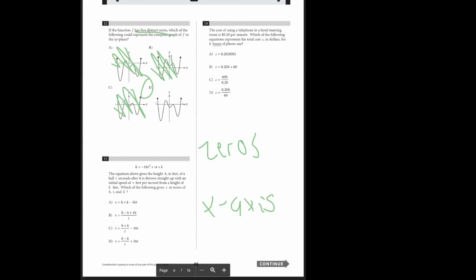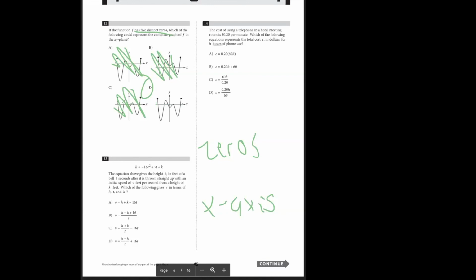And yeah, there may be other questions that test your knowledge of the shape of the graph, but at least for this one, you can tell what it would look like just from how many zeros are there. I think that's the easiest way to solve it.